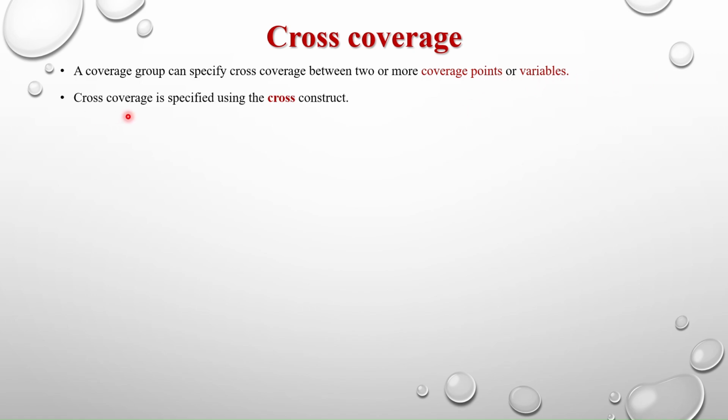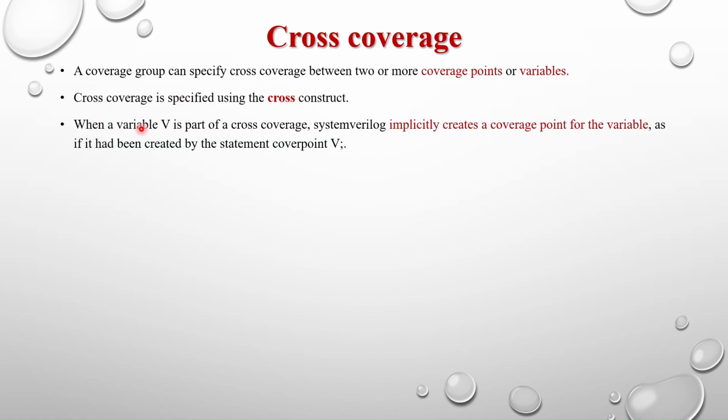Cross coverage is specified using the cross construct. Cross is a keyword used to define cross coverage. When a variable v is part of a cross coverage, SystemVerilog implicitly creates a coverage point for the variable as if it had been created by the statement cover point v. That means when we perform cross coverage between variables, SystemVerilog will implicitly create a coverage point for each variable.